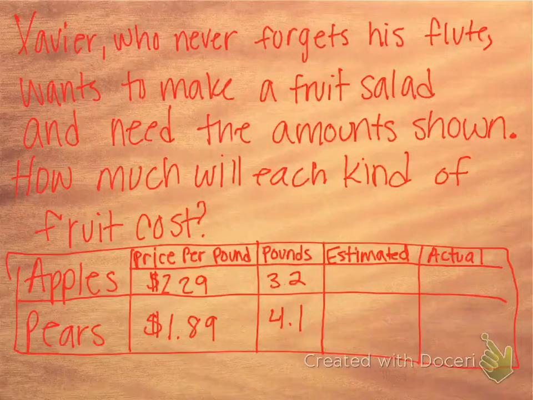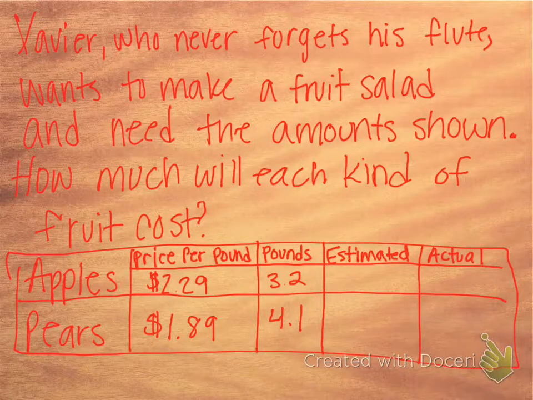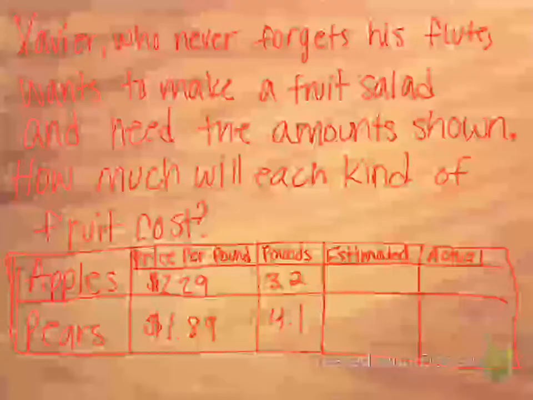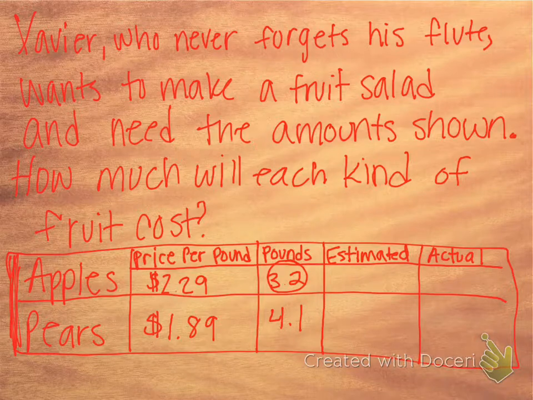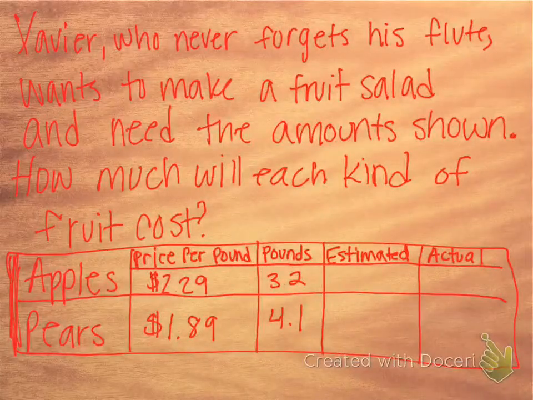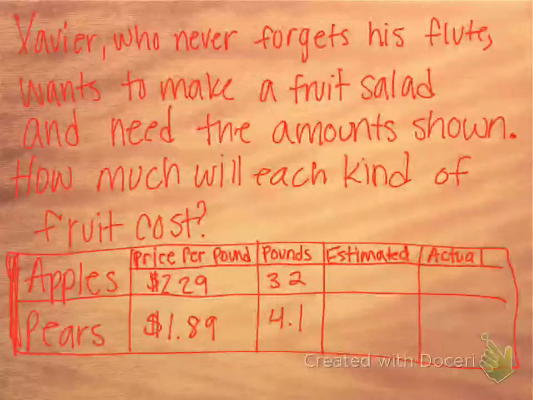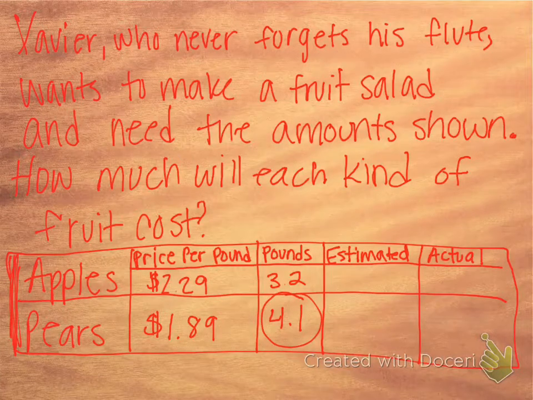Xavier, who never forgets his flute, wants to make a fruit salad and needs the amount shown. How much will each kind of fruit cost? So down here in your chart that I would also like you to copy, you have apples and pears. Apples are $2.29 per pound, and we need 3.2 pounds. And then pears are $1.89, and we need 4.1 pounds.